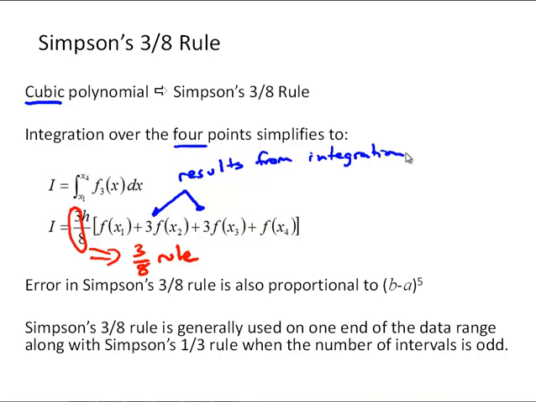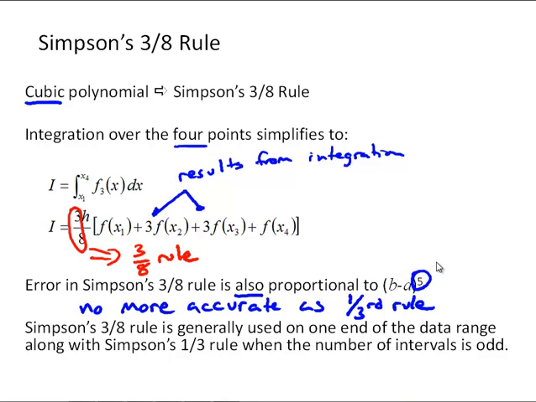And it turns out that the error in Simpson's 3/8 rule is also proportional to b minus a to the 5th. So it's no more accurate. It's approximately the same accuracy as the 1/3 rule. It's kind of beyond our scope to derive why that's the case, but we'll just take that result that it is proportional to b minus a to the 5th. The composite application would be order h to the 4th again.